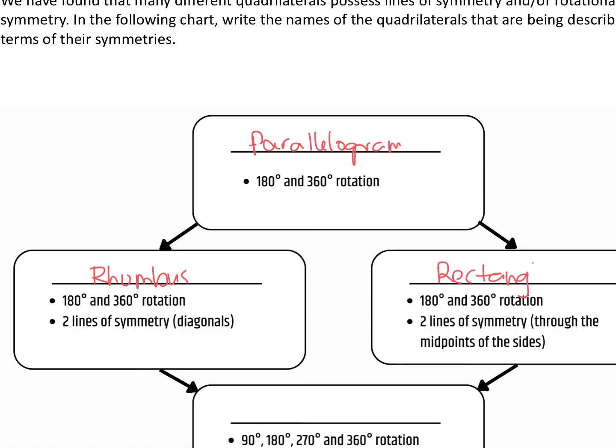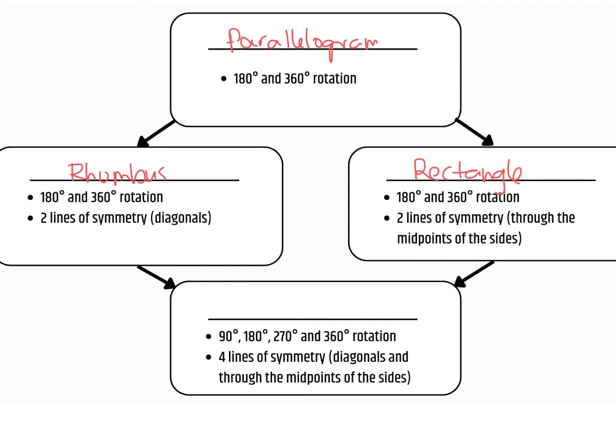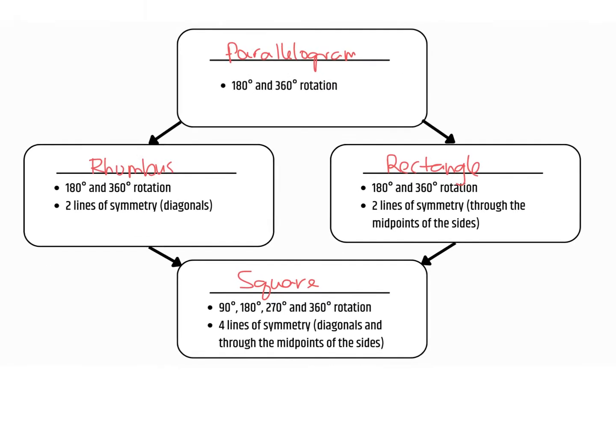Now, the one that we are studying that has the most symmetry of all of them is a square. So the square goes in this last one. It has 4 angles of rotational symmetry, 90, 180, 270, and 360, so every 90 degrees. And it has 4 lines of symmetry. It has both diagonals and through the midpoints. So what are we seeing next? All right, let's turn the page.